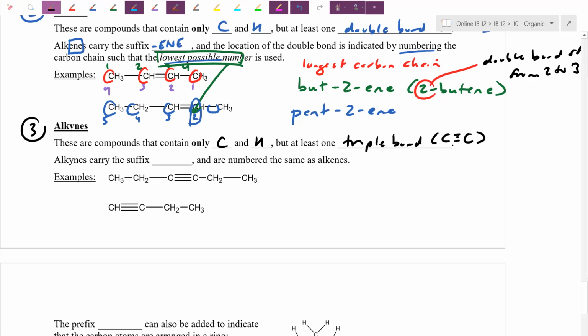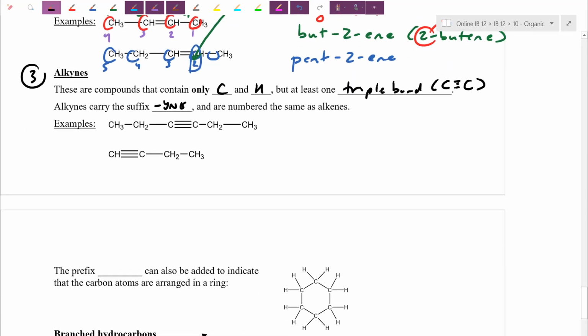Here, we're going to carry around the suffix and ending of a -yne ending. So we're going to have methyne, ethyne, and that's going to be the ending. And we're going to number it in the same way, so the numbers are tiny. In this case here, we have a 6-carbon parent. So we're looking at hexane, and we're just going to change the ending to -yne because there's a triple bond.